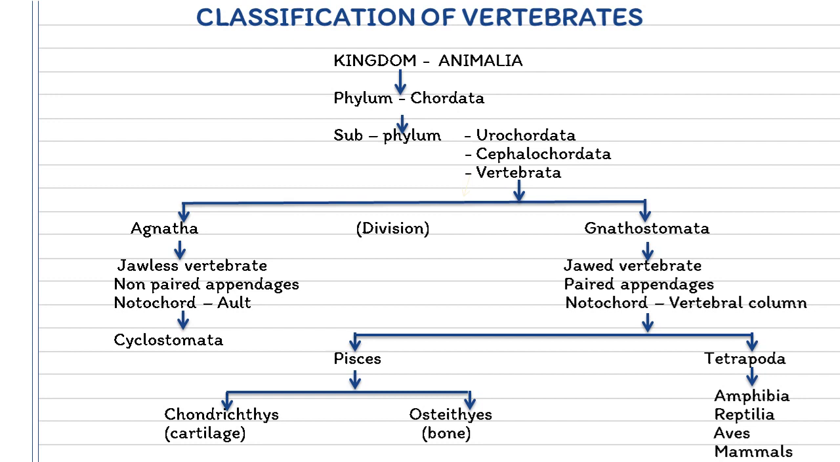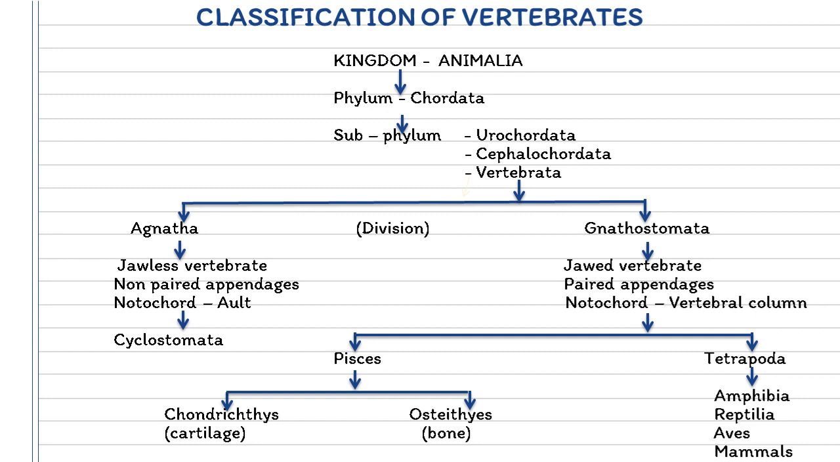Then what do we mean by Agnatha? They are jawless vertebrates, and non-paired appendages are there. Then notochord is present till the adult stage. Actually, notochord is a substance. In the previous class, I displayed the notochord, which is formed during the embryonic stage as a rod-like structure. This notochord will be modified as a backbone for higher chordates. For some chordates, it will not develop as a backbone.